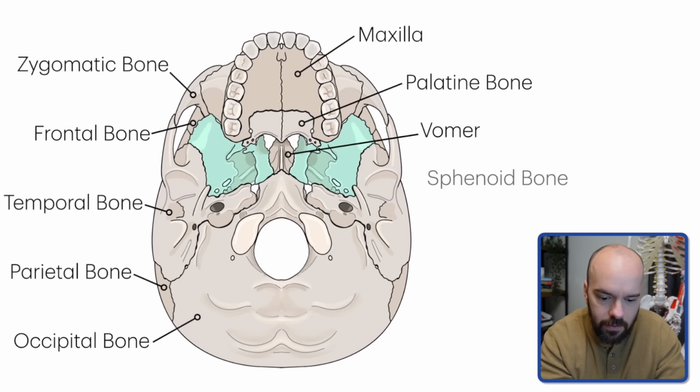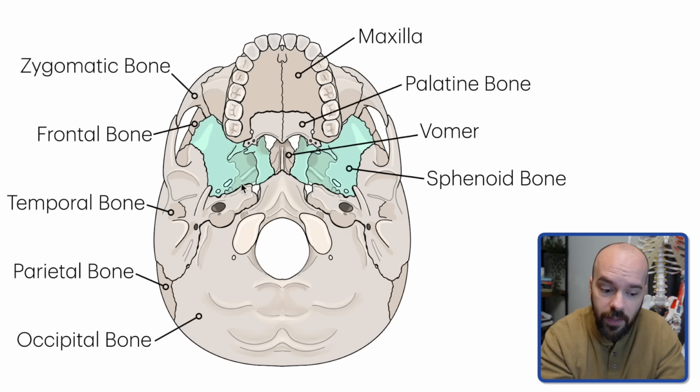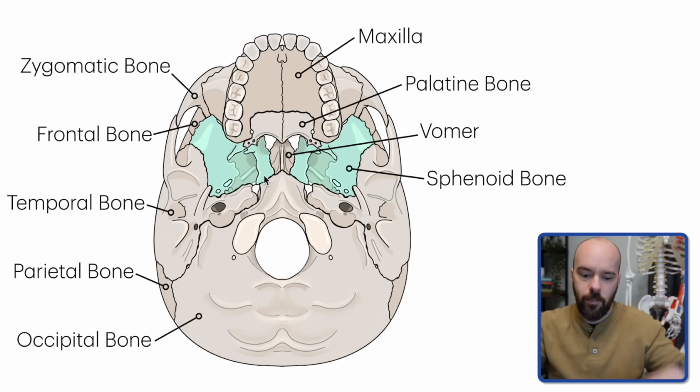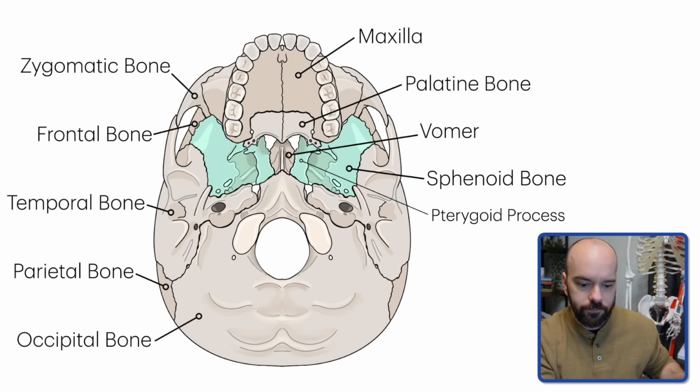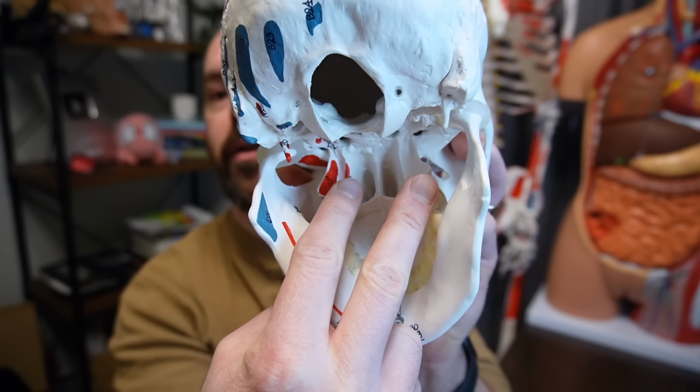Finally, we've got the sphenoid bone again. The sphenoid bone, that's that butterfly-shaped bone. It's a little bit hard to see from this inferior part, but this right here is going to be the pterygoid process. Those two plates that stick down off the bottom of the sphenoid bone. So I'll label those there, the pterygoid process. We can see those pterygoid processes pretty well in my skull right here.